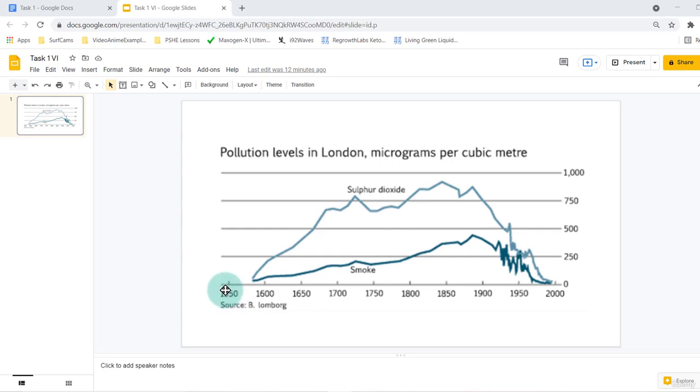Along our x-axis, we have time, or the years, starting way back in 1550, going up in increments of 50 years, all the way up to more recent times, 2000, where we can see happily there's, according to this data anyway, less pollutants, far less pollutants. The y-axis is micrograms per cubic metre, and we're going up at 250 at a time. So I've got a pretty good idea of the visual information for this.